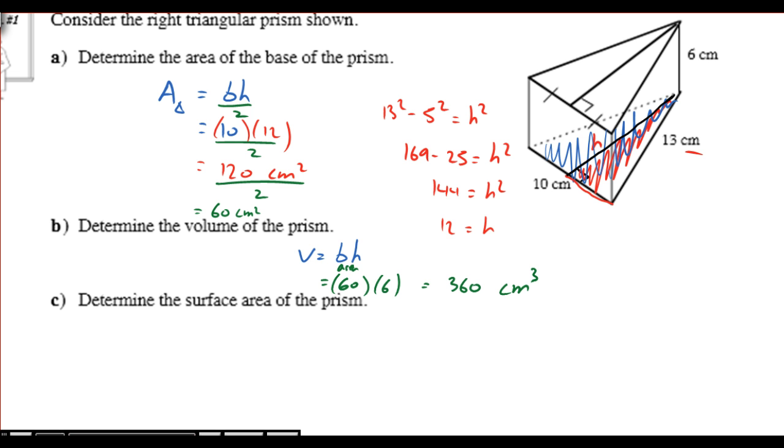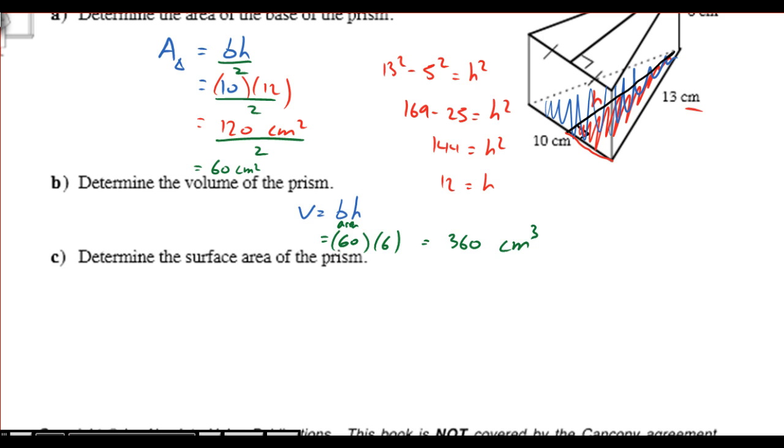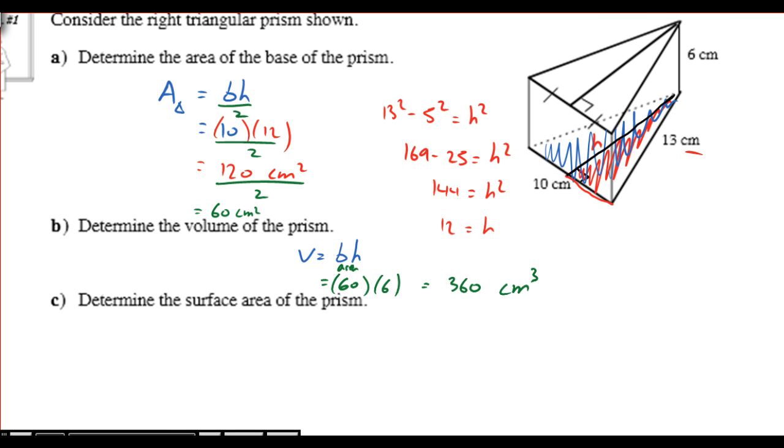Okay, determine the surface area. This can be a little tricky because we have so many different shapes, but basically we have 2 of these triangles, the top and the bottom, the base and the top of that, and each one of them is 60. We can do a little diagram, which might help you out here.